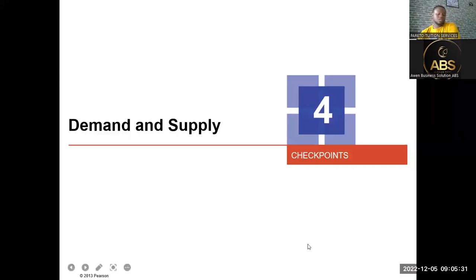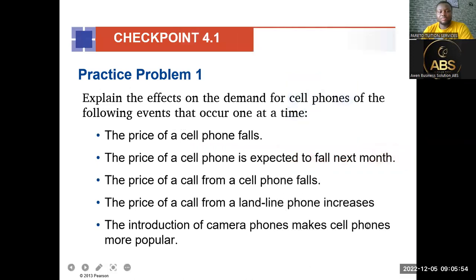All right, so we'll just go through some problem sets on demand and supply. When we are done with the theories, then in our next video we'll look at elasticities, elasticity of demand and supply. All right, so let's look at the first one.